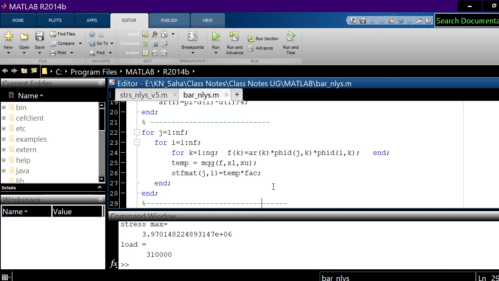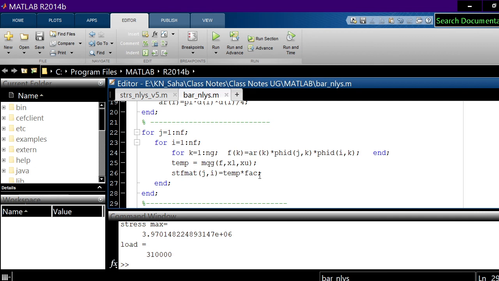So how many terms are coming? It depends on the number of functions. If we have 11, it will generate an 11 by 11 matrix. Okay. And finally, we are getting the stiffness matrix. Is it okay?